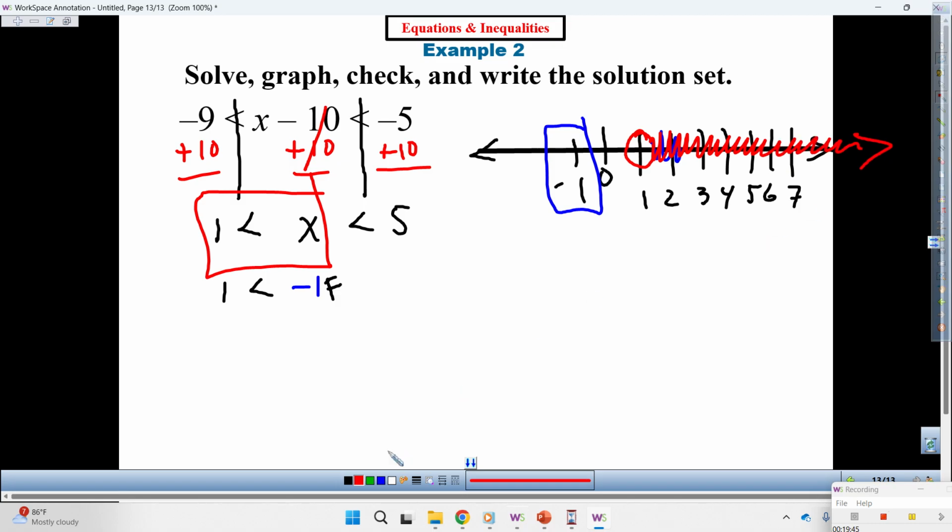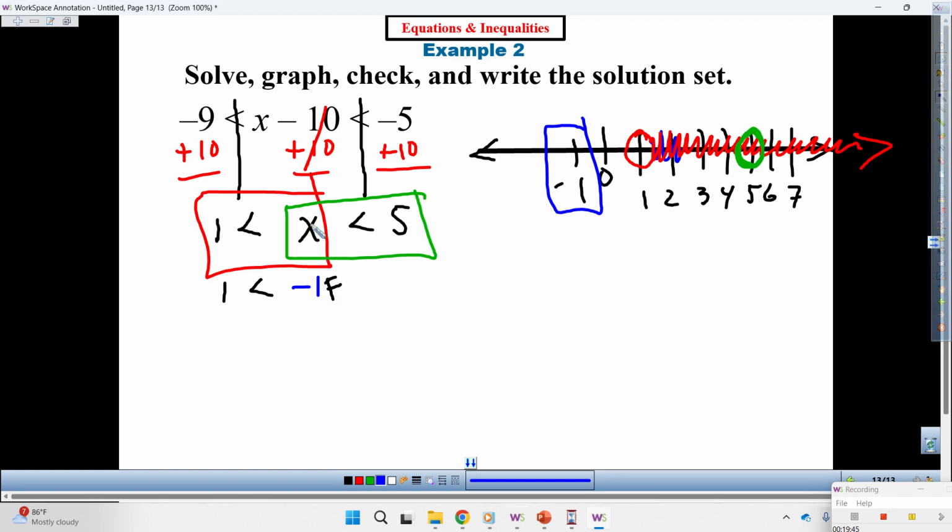All right. Continuing, I'm going to switch to green for the other portion. What do I do? Open circle on 5, and it stays open, right? All right, and what number would you like to test, Julian?